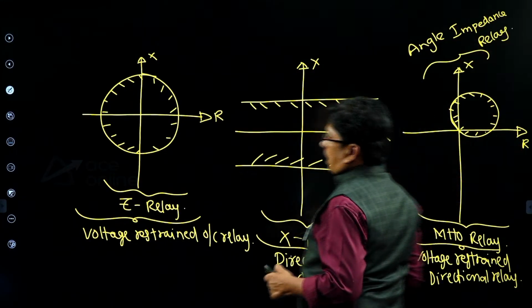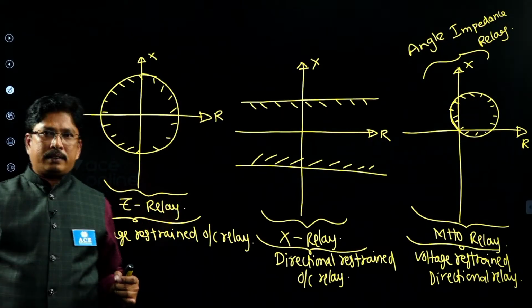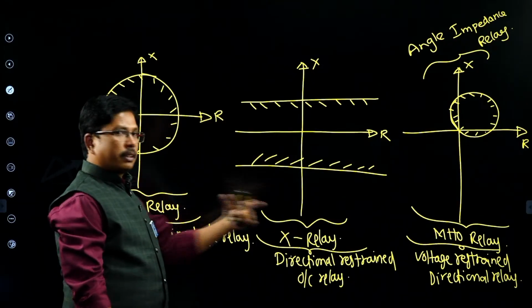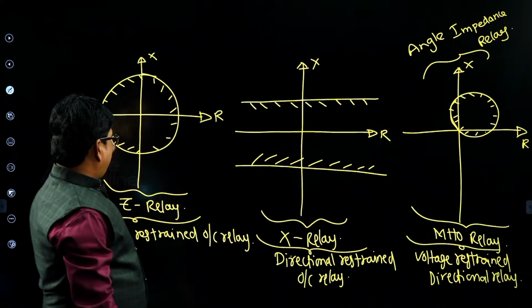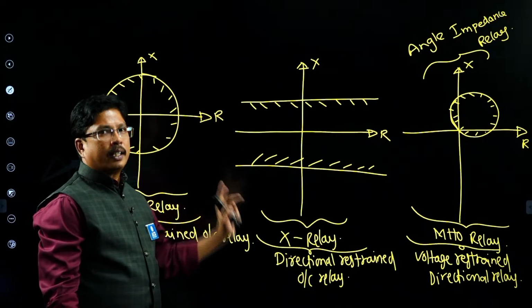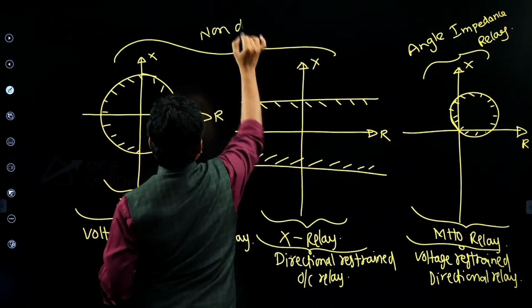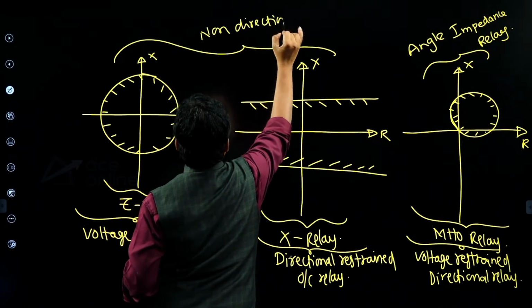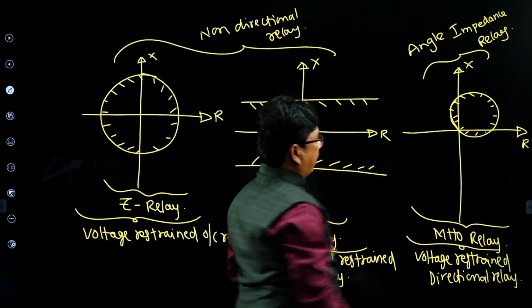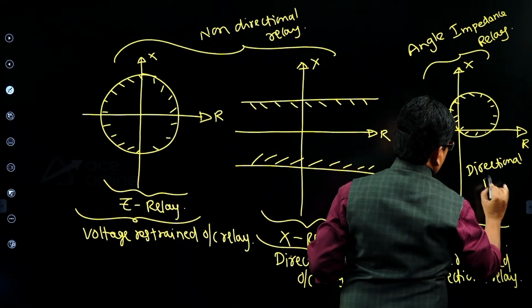Mho relay is also called the angle impedance relay, students. Please go through these points: the characteristics and the different names. Z relay and X relay, that is impedance relay and reactance relay, are non-directional relays. Which is a directional relay? Mho relay is a directional relay.